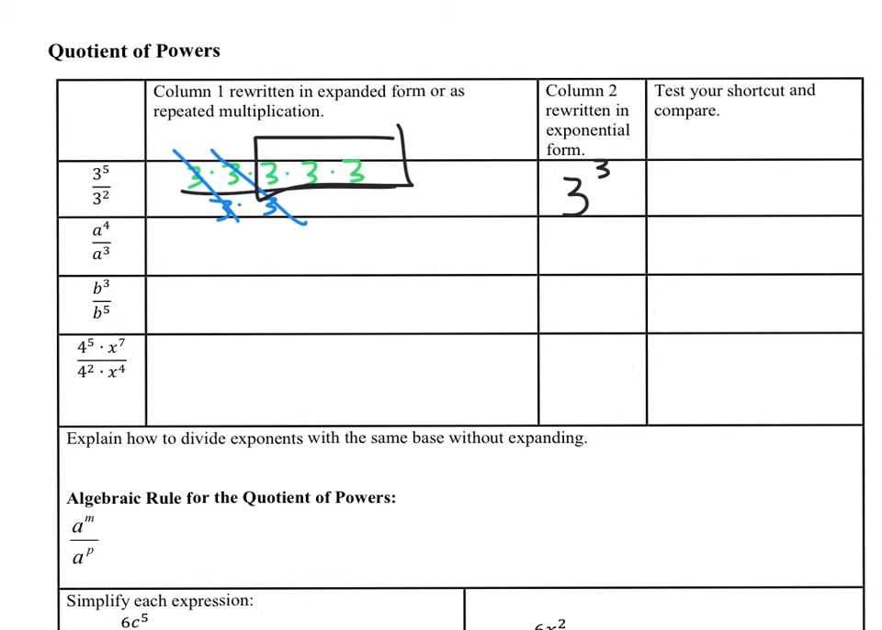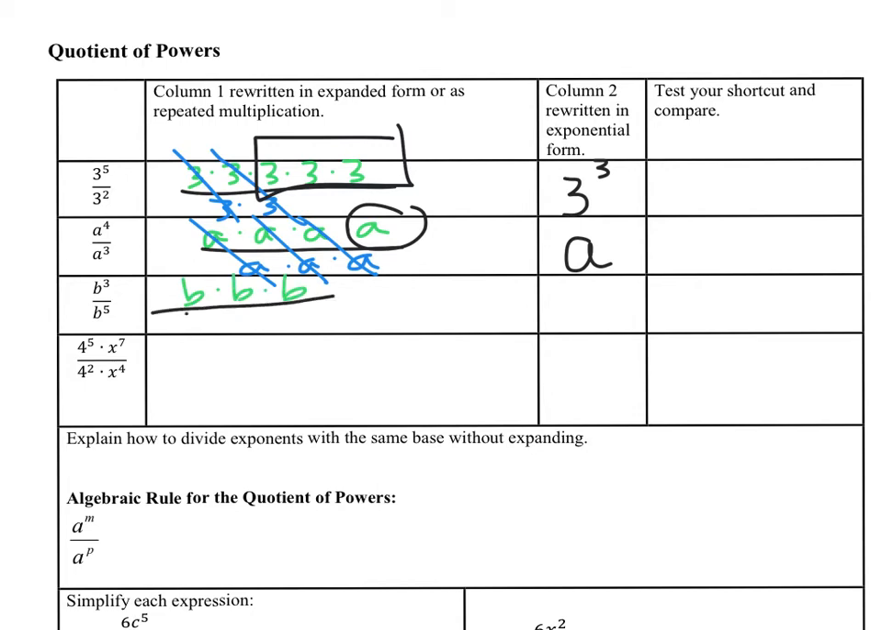In my next one, if I have a times a times a times a over a times itself 3 times, I've got 1, 2, 3 pairs that cancel out. So I'm left with just one a to the first. If I've got b times b times b over b times b times b times b times b, I can do the same cancellation. And I'm left with 2 b's in the bottom, so I have 1 over b squared.